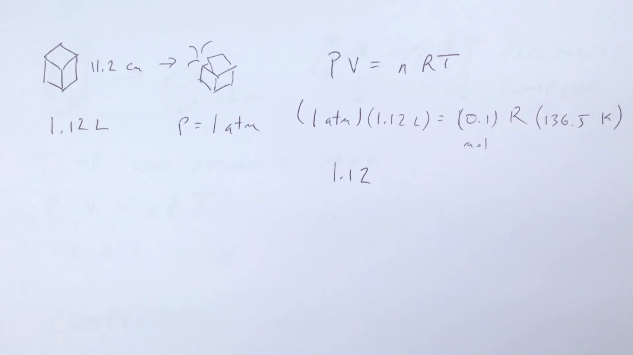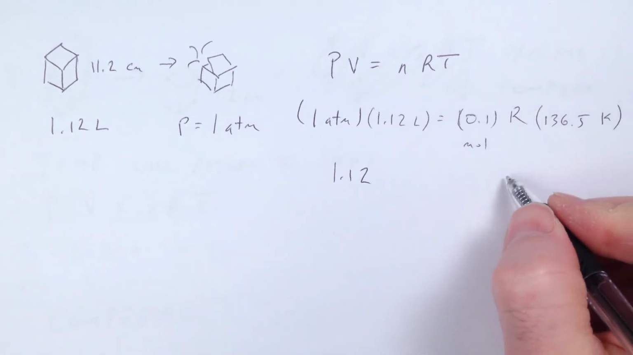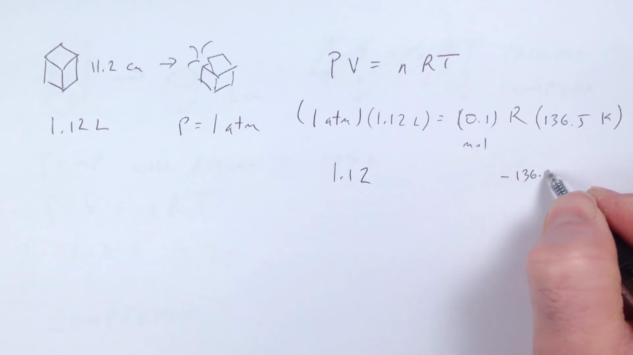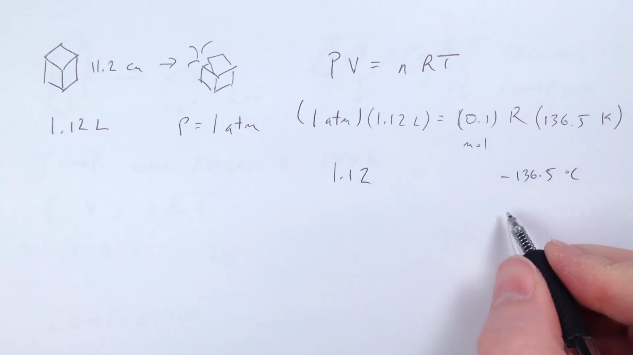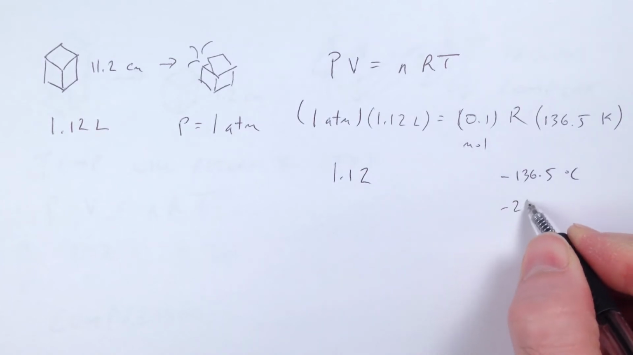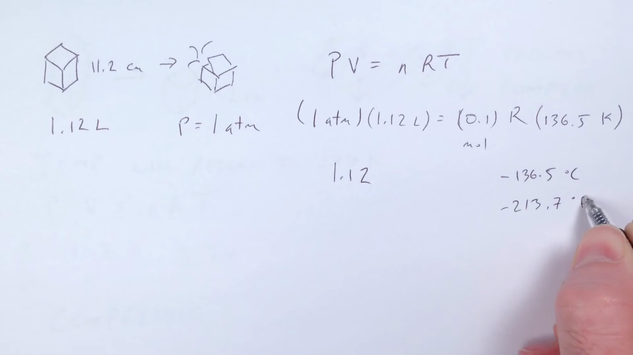That is brutally cold. That is negative 136.5 degrees Celsius, or if you prefer, it is negative 213.7 degrees Fahrenheit. If you have ever used or seen a can of compressed air, you will see that there is a frostbite warning on them. You are not supposed to spray yourself with compressed air because it comes out so cold that it can actually cause frostbite.